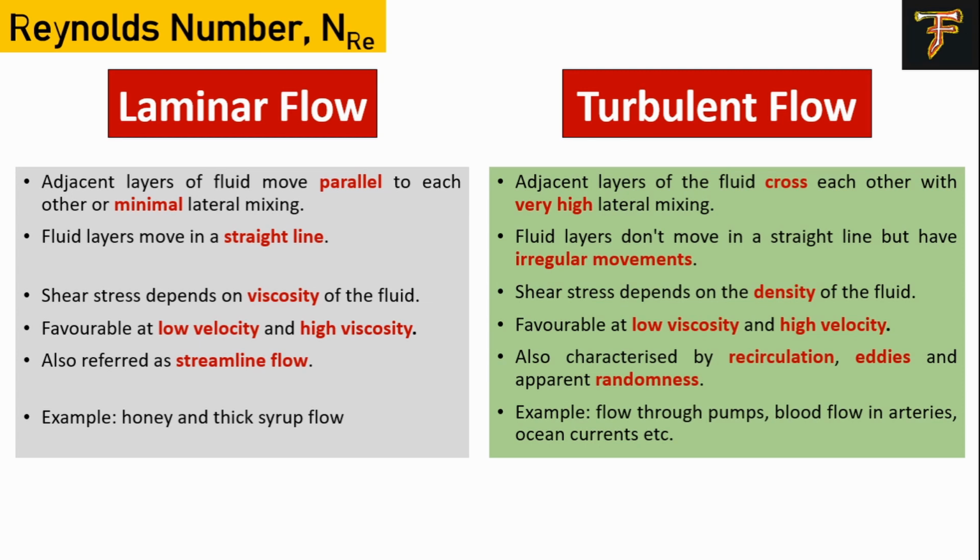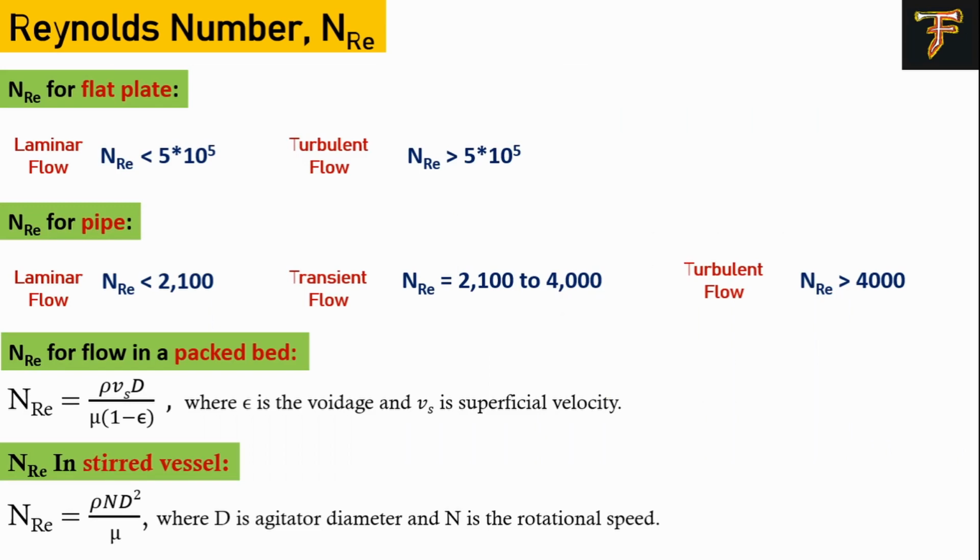And finally, if we look at the examples, in the case of laminar flow, we have honey. You put the honey on some plate or any flat surface and you will see how it flows. It's a very smooth flow, which is equivalent to laminar flow. Whereas turbulent flow means we are talking about the ocean currents or the flow in our arteries. And yes, one last thing, the laminar flow is also referred to as the streamline flow because it follows all the conditions that we have in the streamline.